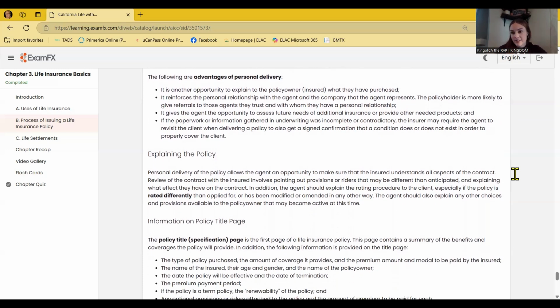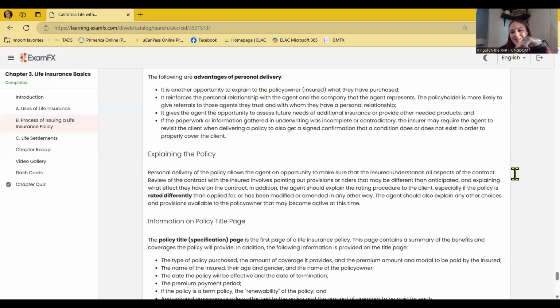Now, advantages to personal delivery. There's a question on your test that says, which of the following is not considered an advantage of personal delivery? And it says, thoroughly explaining the policy and answering any questions when it comes to riders and so on. And then it says to catch up with the family, right? Yes, catching up with the family is a good thing. It builds rapport, it builds connection and relationship between your clients, but it is not required.